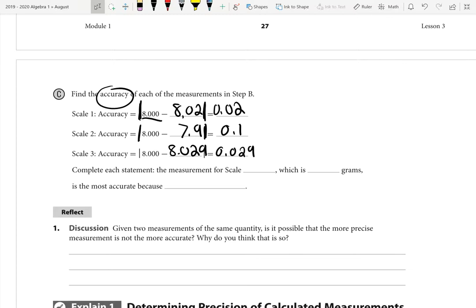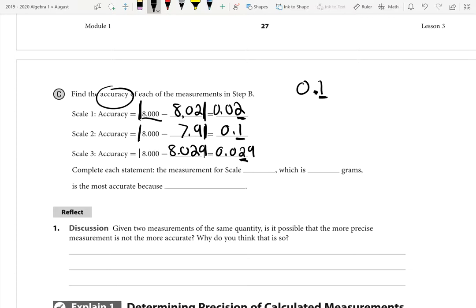So if we actually put them in order, the biggest one is 0.1. Why is this the biggest? Because this is a tenth, and these start at the hundreds. So this starts at the tenths, these start at the hundreds. So the ones that start at the hundreds are going to be smaller.